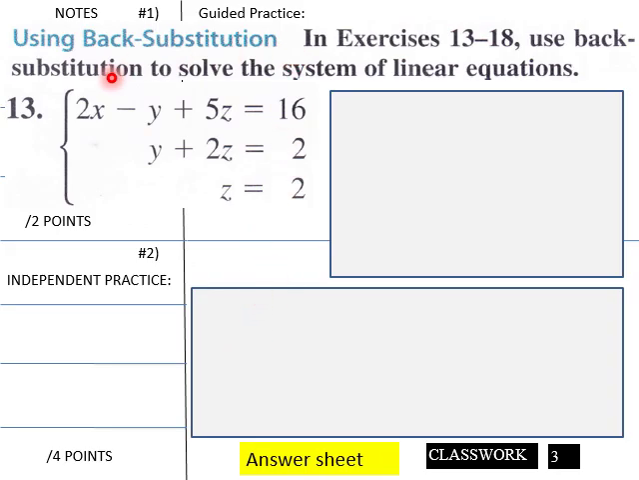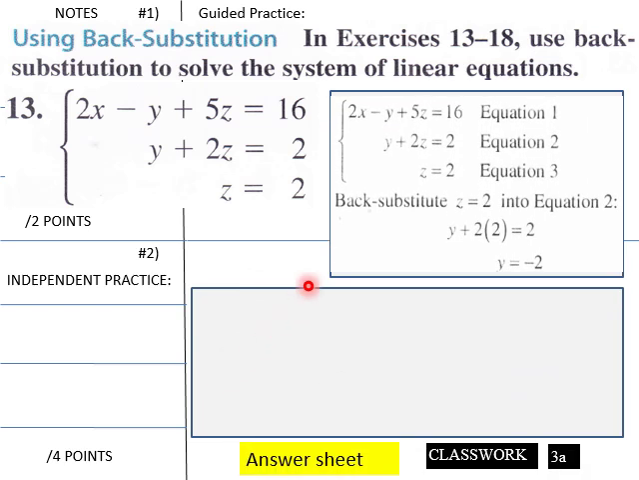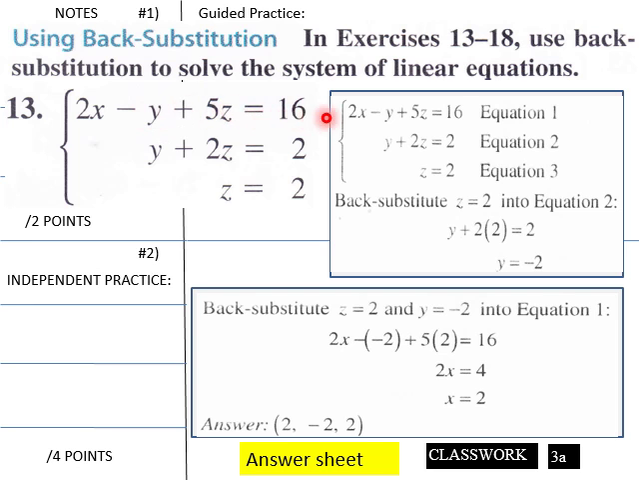Okay, let's try one. Use back substitution to solve the system of linear equations. Here is our solution. So equations 1, 2, and 3. We know z equals 2. Back substitute z equals 2 into equation 2. So y plus 2 times 2 equals 2, and we get y equals -2. So now we know y and we know z. So we just plug that in up here, and we get 2x minus the negative 2 plus 5 times 2 equals 16, and we get x equals 2. So here is our ordered triple for this system.